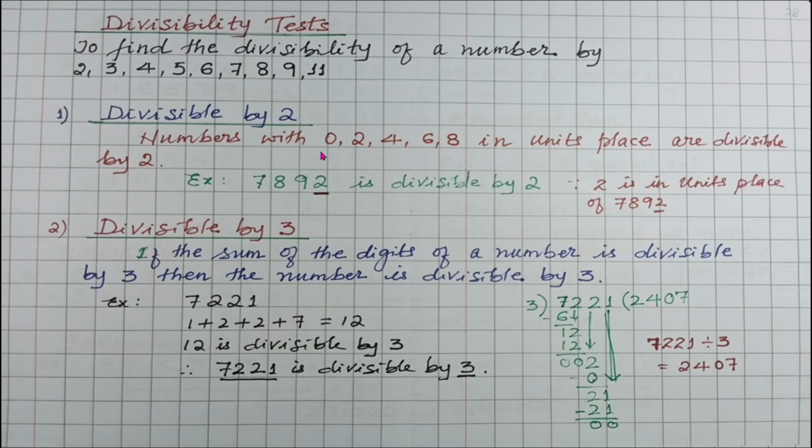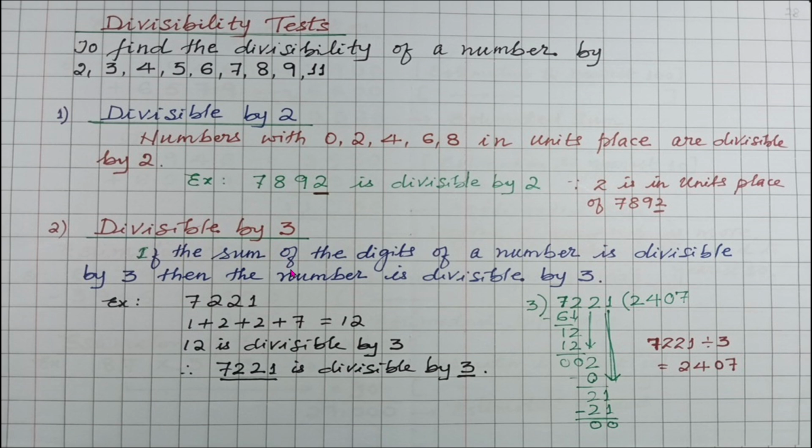Remember that if the digit in the units place is divisible by 2, then the number is divisible by 2. So 7892 is divisible by 2 because the digit in the units place is divisible by 2 or is a multiple of 2. Now, divisible by 3.